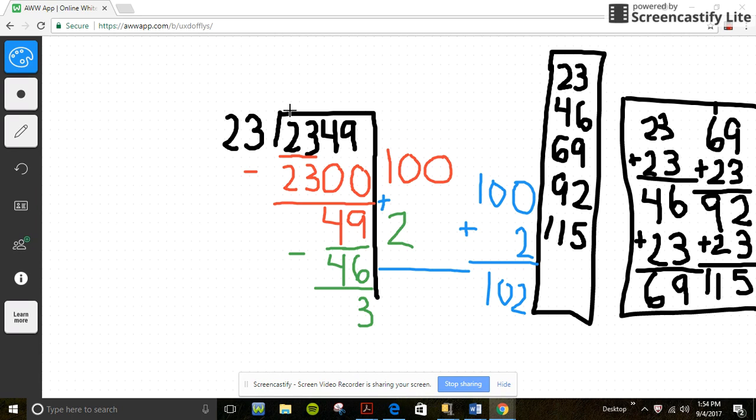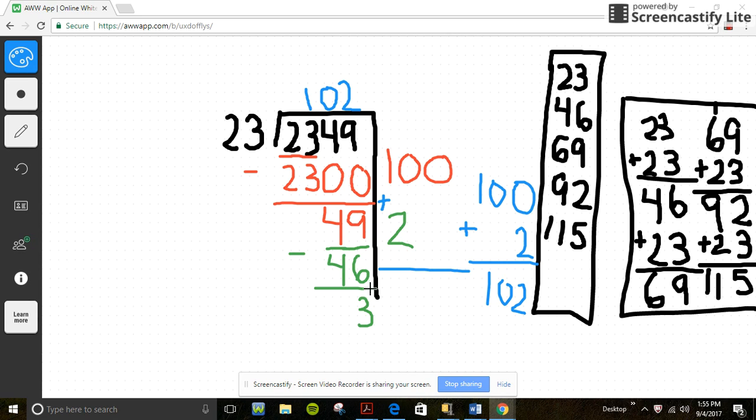Now, when I write it up here, many times students want to start over here. That is incorrect. In division, we start all the way far over to the right-hand side. So we would line up our 2 right over our 9, and we'd write our 0 right over our 4, and our 1 would go right over our 3. That is important to make sure that we keep them in their columns.